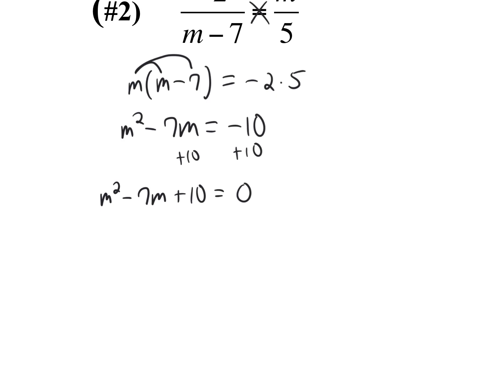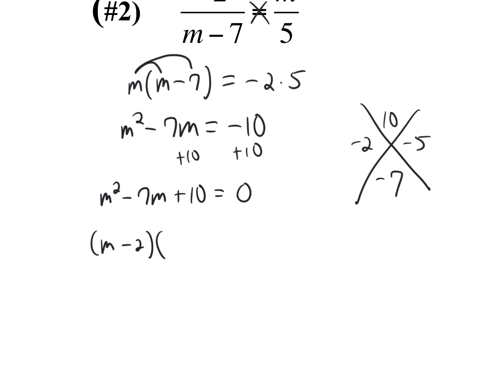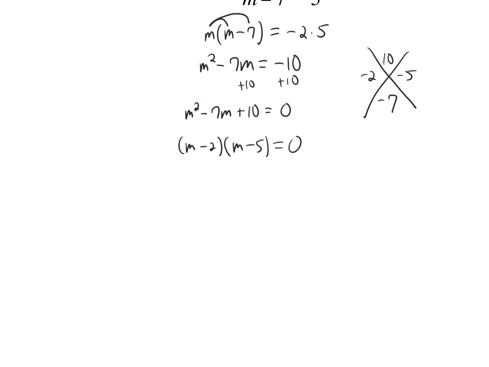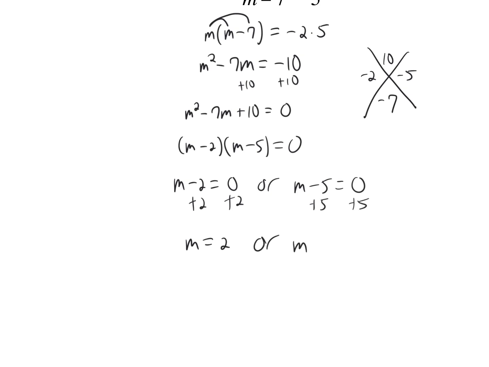Is it general factoring or trial and error? It's going to be general factoring because m squared is 1m squared. So we're going to do our normal diamond. We got 10 and negative 7. What numbers multiply to 10 and add to negative 7? Well, we got negative 2 and negative 5. So we're going to have m minus 2 times m minus 5 equals 0. Now how do we solve this? Well, now we set each part equal to 0: m minus 2 equals 0, or m minus 5 equals 0. So we add 2, add 5. We get m equals 2, or m equals 5. That's going to be our answer.